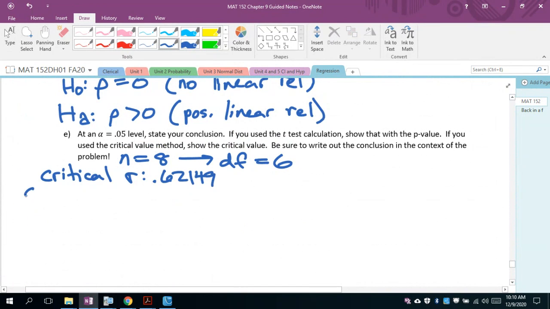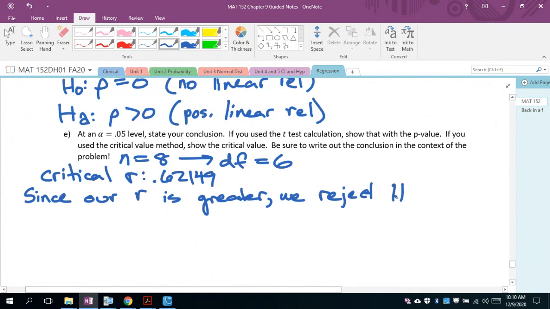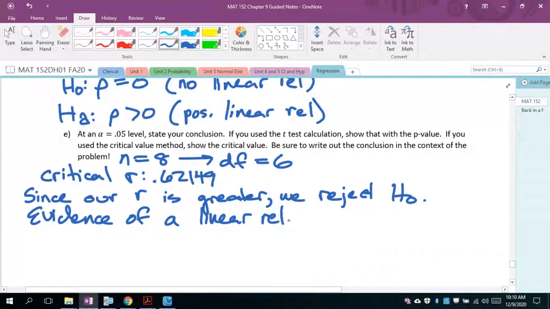So basically, since our r is greater, we reject the null. And henceforth, we do have evidence of a linear relationship. Now, that's one way to do it.